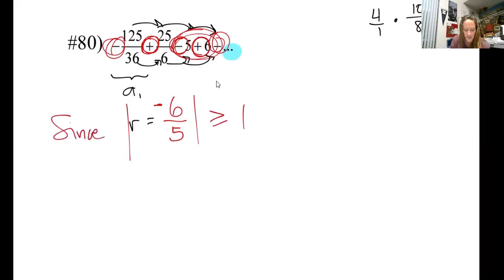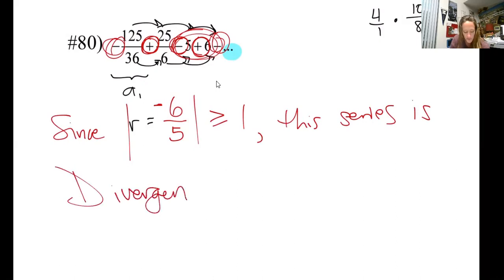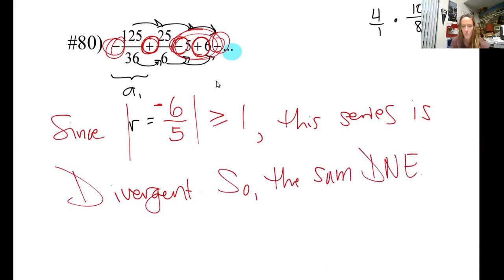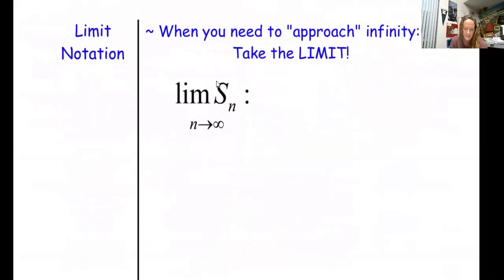Since the common ratio is not less than 1, it's greater than 1, but I can just say greater than or equal to 1 because all of those fail. This series is, do you remember the adjective? Divergent. And I can say the sum of the infinite series does not exist. That's not the question that we're answering today. We'll just say the sum does not exist.